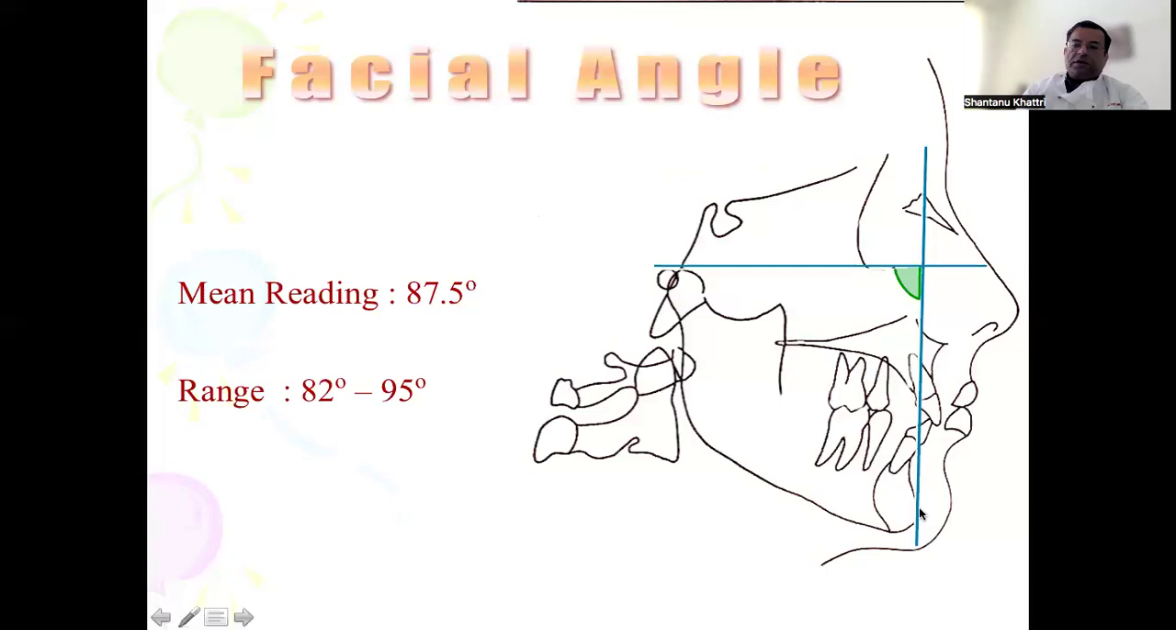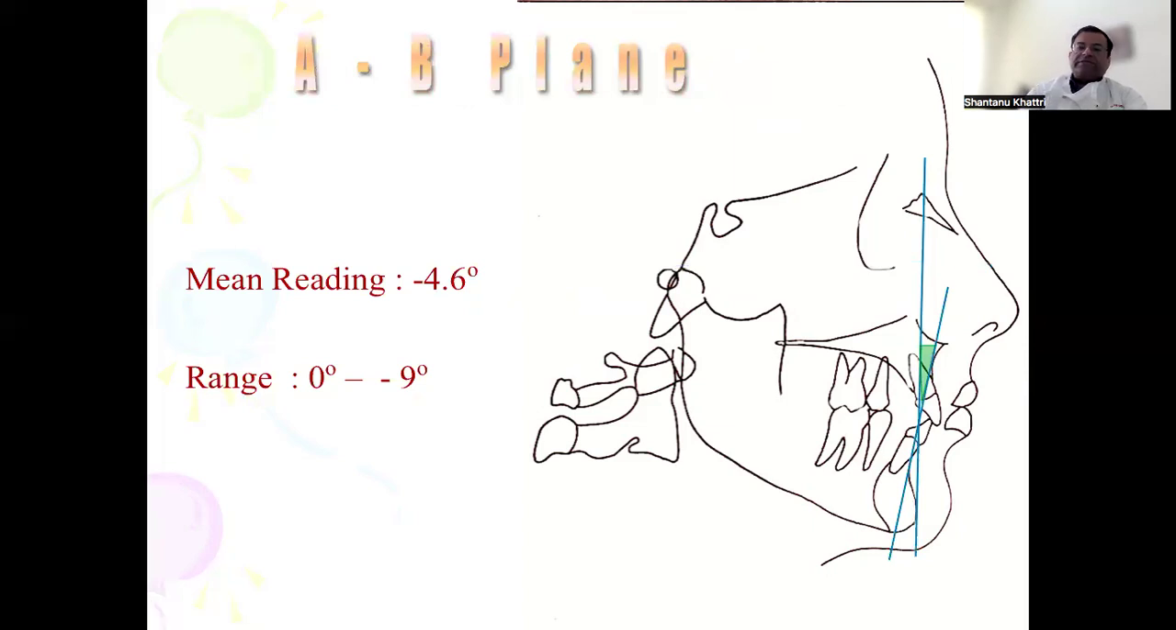It tells about whether your mandible is prognathic. If it increases, the mandible is prognathic. If it decreases, the mandible is retrognathic. Next is the AB plane angle. It is between the APog line and the line between point A and point B.